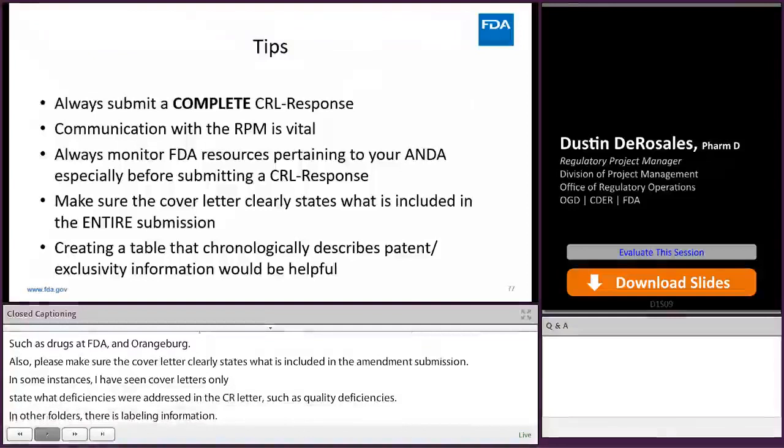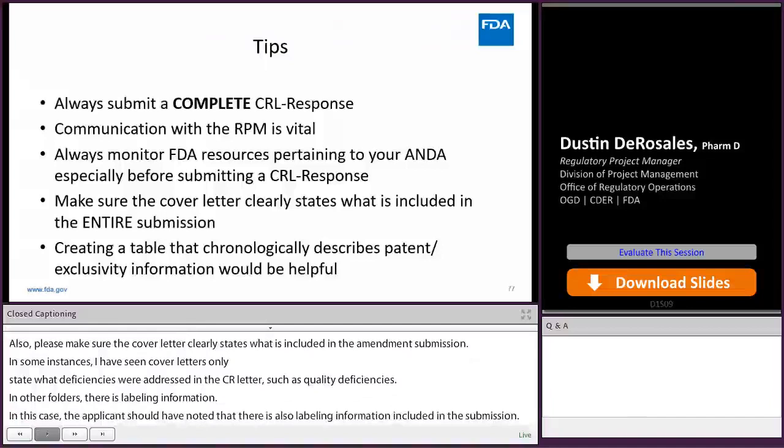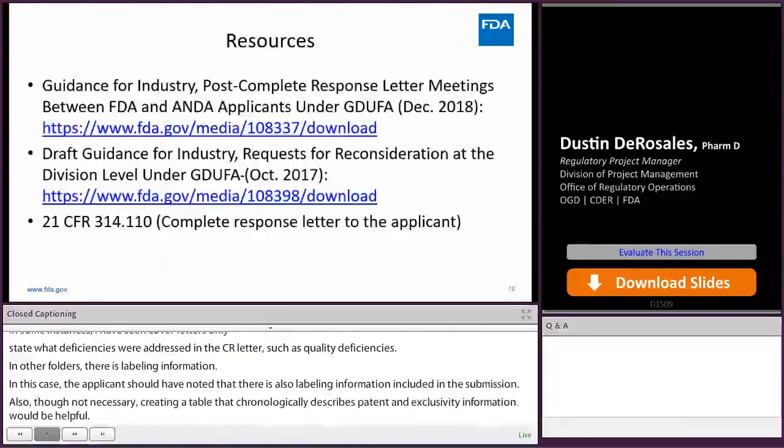Also, though not necessary, creating a table that chronologically describes patent and exclusivity information would be very helpful. This will help the applicant as well as the RPM determine if there is any information missing. The next couple slides are some helpful websites for you all to look at.